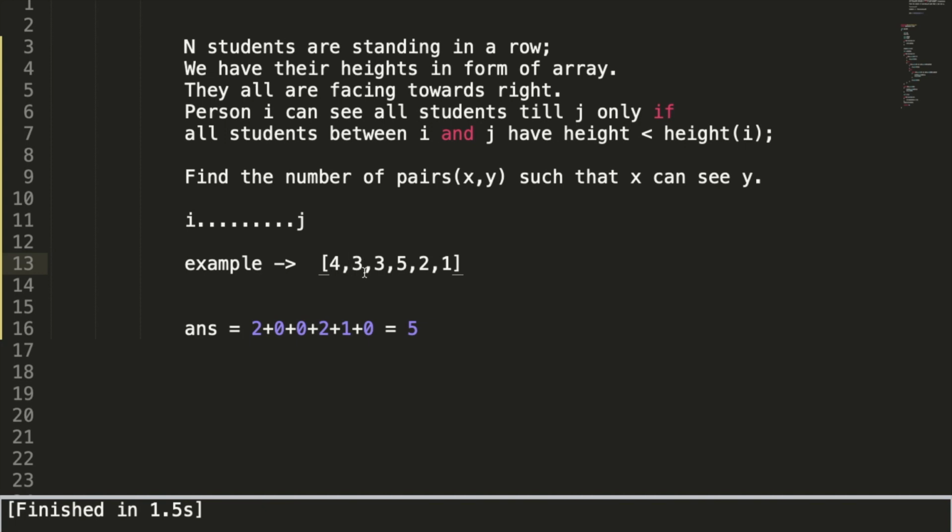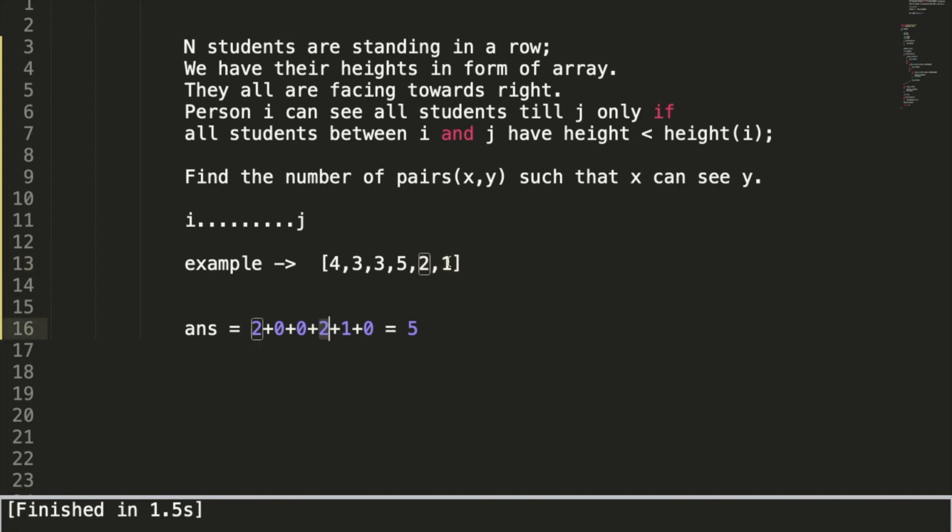Now if we talk about 3, it cannot see any person because immediately after 3 we have a person whose height is greater than or equal to 3. So 3 sees 0. The same for the third element: we have 5 standing in front of him, so he cannot see another person, not even the face of this person, so we have 0 for this. Cool. Now we have 5. Ahead of 5 there are two students standing and they both have height less than the height of 5. So 5 can see both of them.